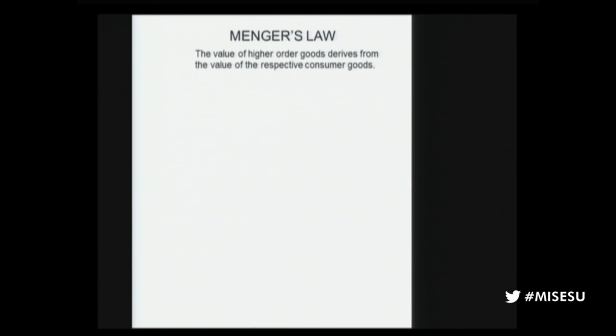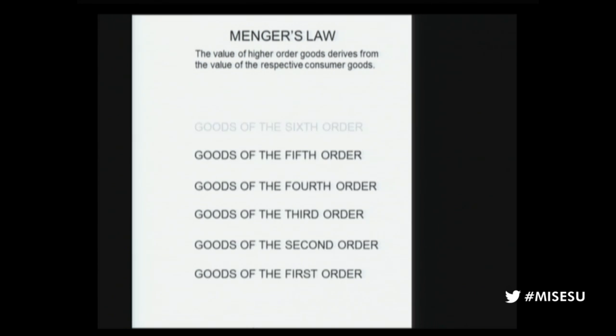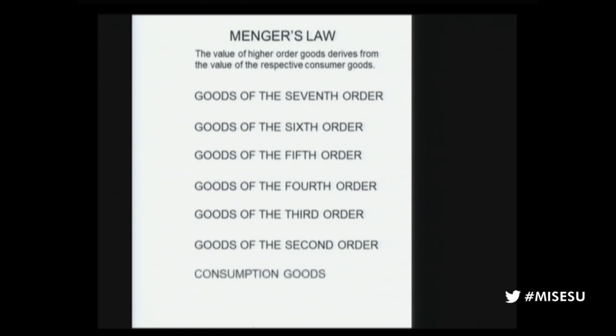Now, let's look at Menger's law. I think you've heard this before, but I want to take it a little further and bring it closer up to date. The value of higher order goods derives from the value of the respective consumer goods. You know that. And Menger talked about goods of the first order, so I've stacked them from first order up just to get my orders lined up. It's arbitrary how many orders you put there. This is just a pedagogical reckoning. And of course, by first order goods, what we mean is consumer goods. Okay, that's what consumers want. And so in that kind of a system, we've got consumer goods and then we've got higher order goods like that.